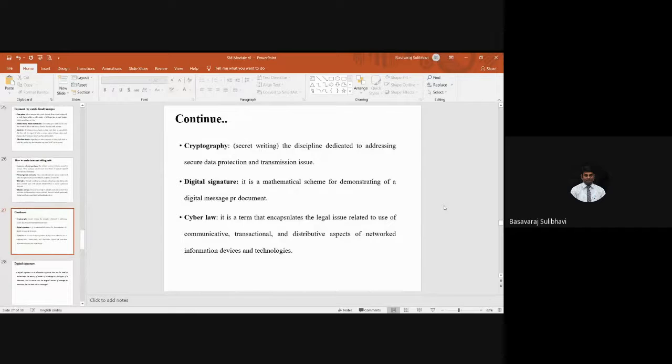Then we have, technically, cryptography, a form of secret writing, which can be used, or you can have a digital signature, a mathematical scheme which demonstrates that the message sent to somebody is authentic, and it is the proof which gives the receiver assurance that it is an authentic message sent to them. Then we have cyber laws, some laws which govern the issues with respect to the transactions that you people do online.